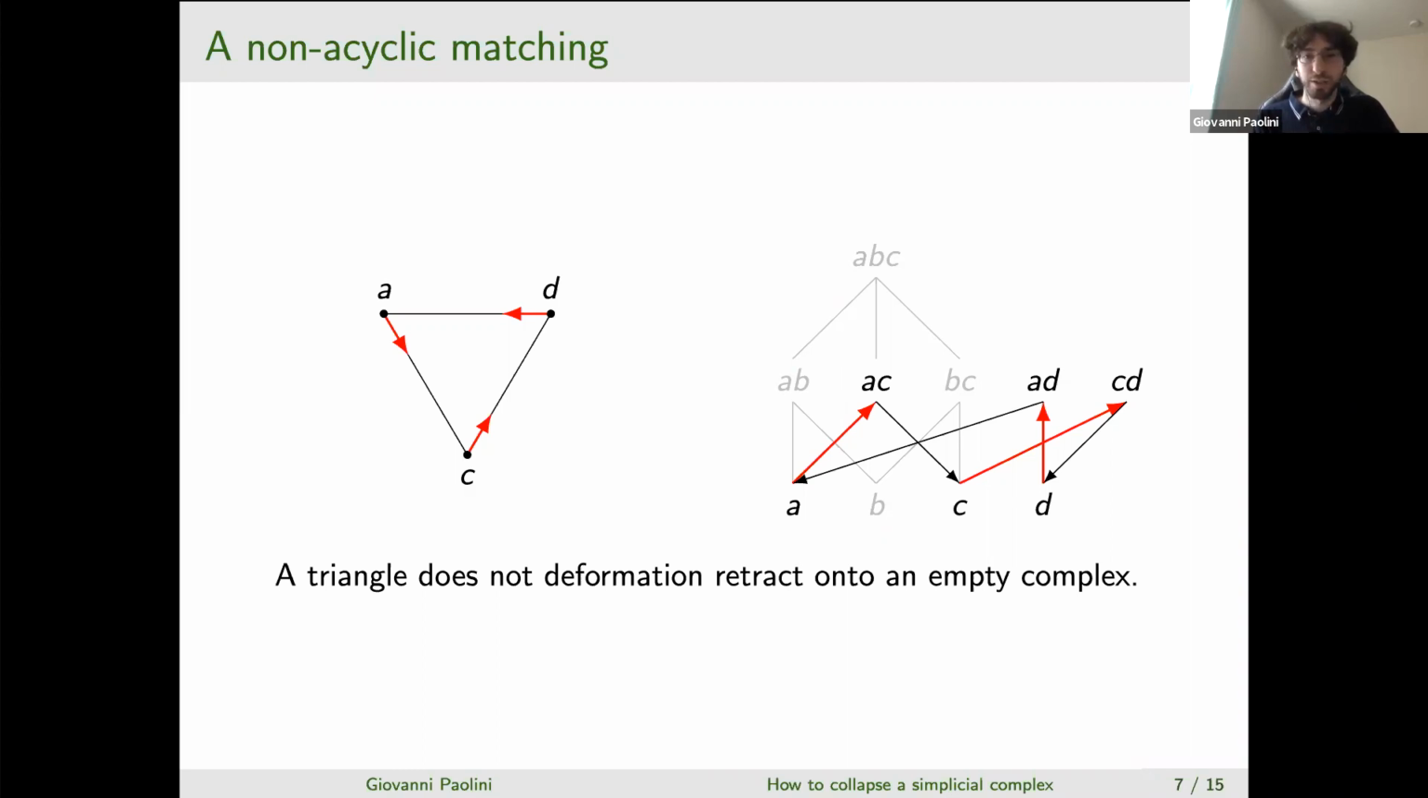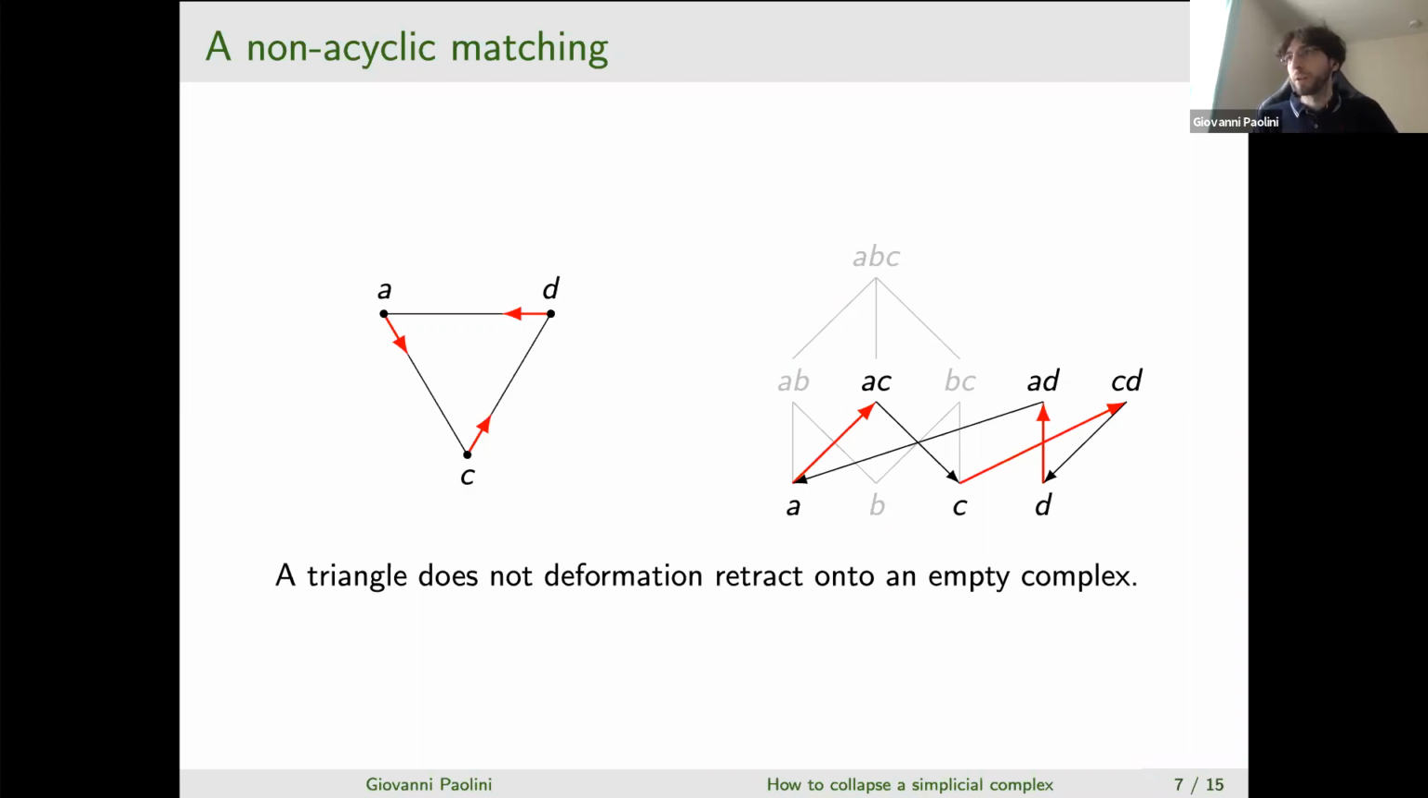However, this matching produces a cycle in the Hasse diagram, and this is somehow expected because we cannot deformation retract a triangle or an S1, if you want, onto an empty subcomplex. So this makes sense. With this matching, we couldn't even get started doing our elementary collapses.